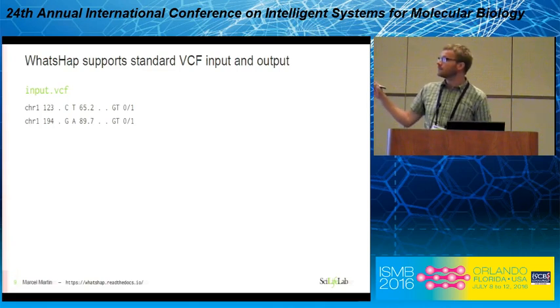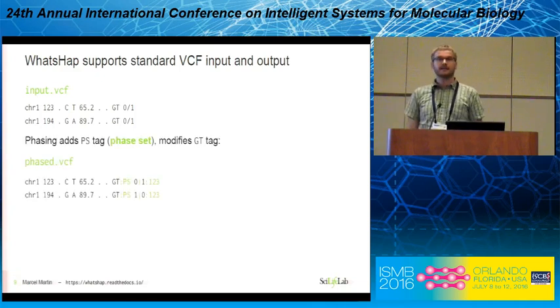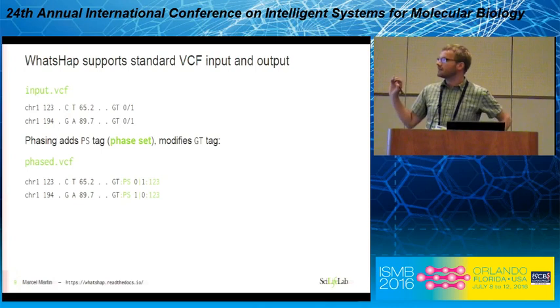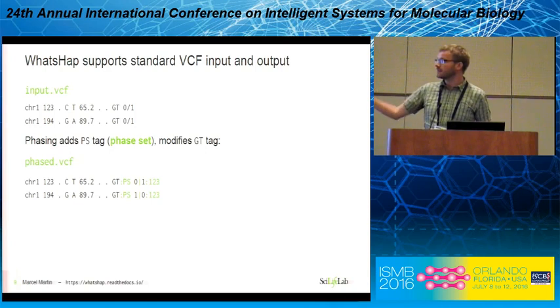You have an input VCF file, in this case with two variants, and both variants are heterozygous, which we can see because the genotype field is set to 0/1. WhatsApp will phase the variants, and then it will add a PS tag, which stands for phase set, to your VCF file, and this is actually standardized in the VCF specification, and it will also modify the genotype tag. So the PS tag is basically just a unique identifier telling you in which group of phased variants that particular variant is. So if the ID is the same, then they are in the same group.